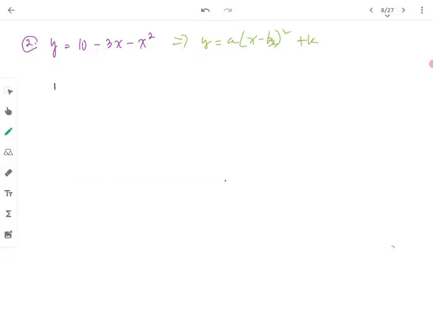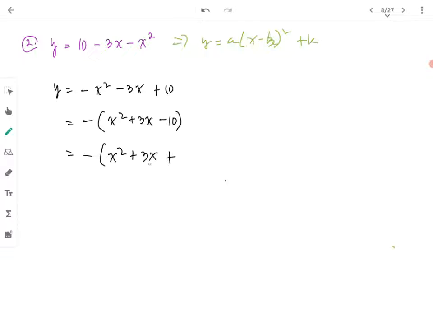So we can rewrite it first into negative x squared minus 3x plus 10. A is not 1, it's negative 1, so let's factor out the negative part. Then after that, we will complete the square of the inside. We will add half of 3, which is 3 over 2, square that, that's 9 over 4. Then minus 10, then another minus 9 over 4.